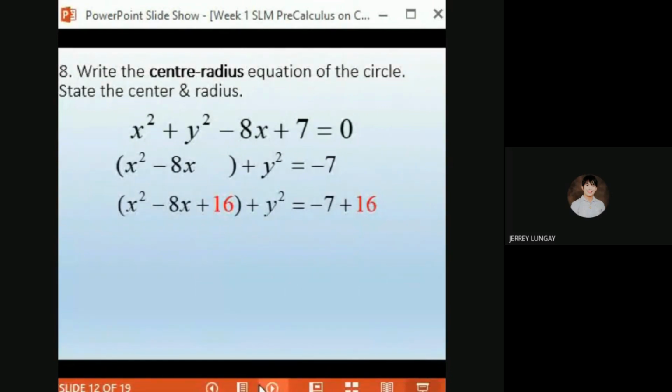So, what would be the final equation, final standard form? Okay. So, x minus 4 squared plus y squared is just equal to 9. Very good, Ria Jinhi. So, na-convert na nato. From general to standard.